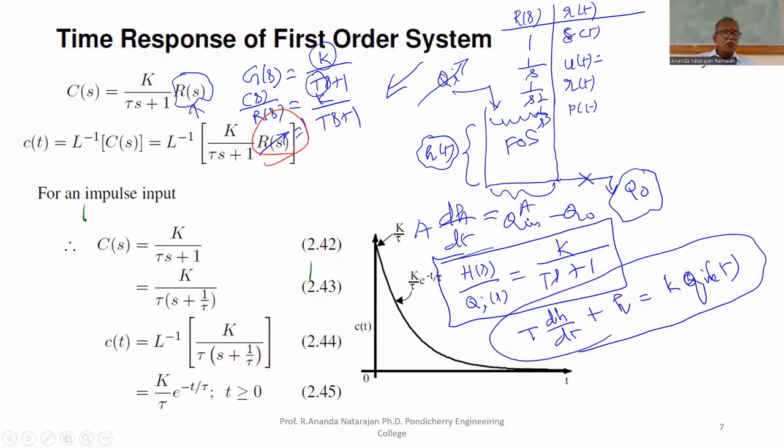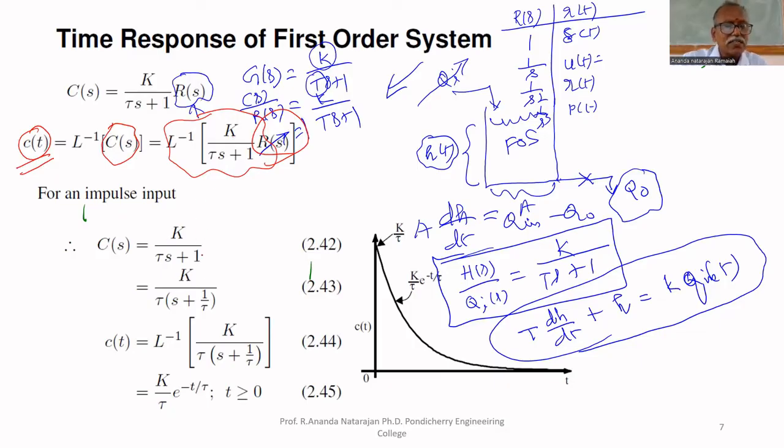How to find the response of the system? On the left hand side we have C of s. If you take the Laplace inverse, you will get C of t. Similarly, on the right hand side also, you have to take the Laplace inverse. If you find the Laplace inverse of this, you will automatically get the output. So R of s is 1, substitute it, and I have to take the Laplace inverse.